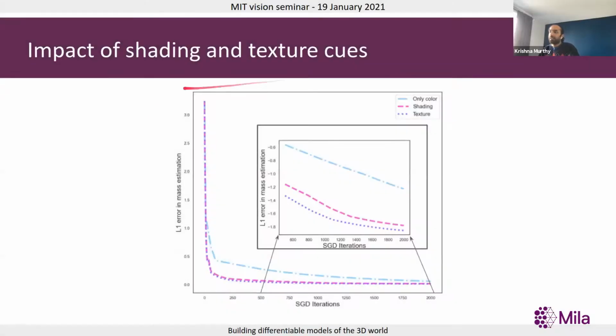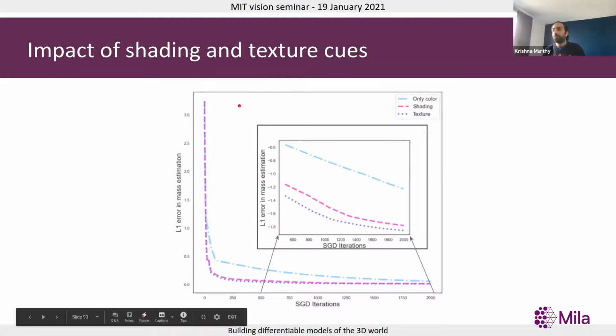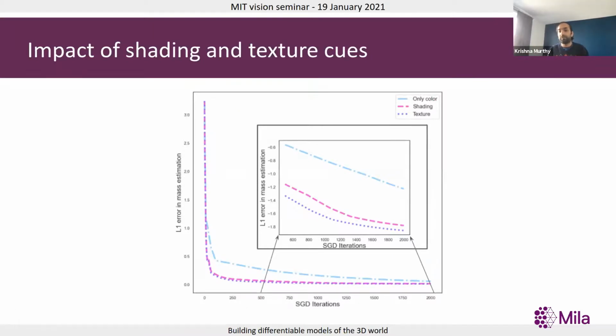Another experiment we did was how important shading and texture cues are for performance. Does it work if you just use color, or do you actually need texture and shading information? In general, textured variants perform much better than shaded variants, and both of these perform significantly better than the color-only variants, where there is no shading involved.